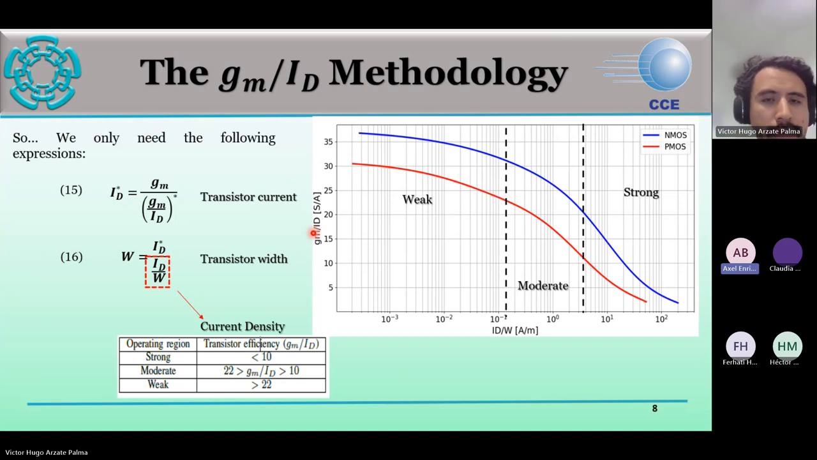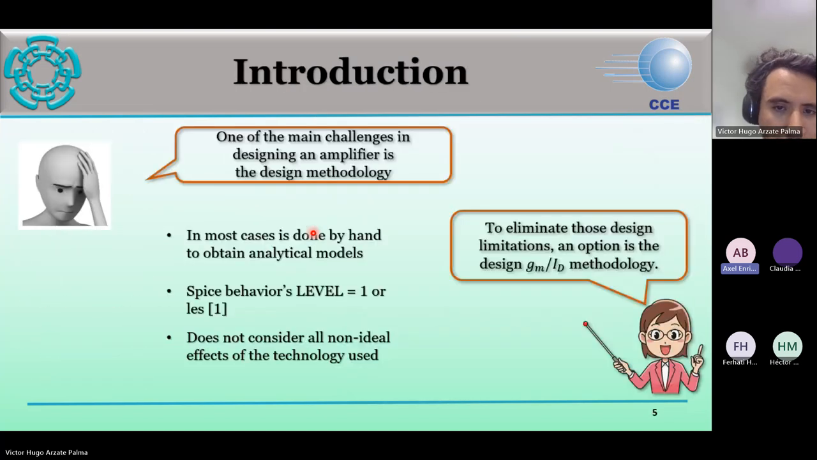But okay. You mentioned non-ideal effects of the technology. Yes, that does appear on, I don't know which slide it is. So my question is, it was slide 5: does not consider all non-ideal effects of the technology used. What do you mean with non-ideal effects of the technology?